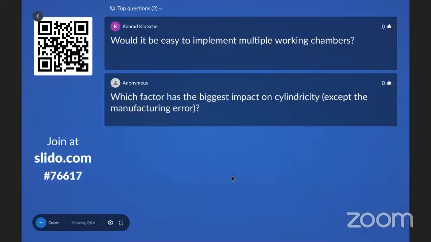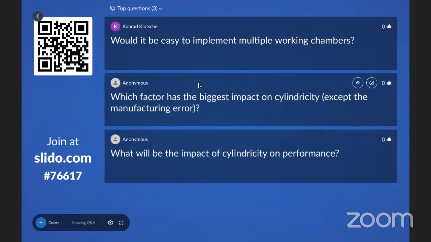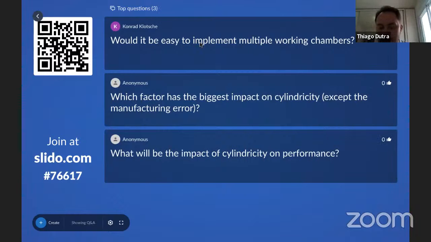Okay, Matthias, thank you for your presentation. I think that we have one question. Which factor has the biggest impact on cylindricity, except the manufacturing error?